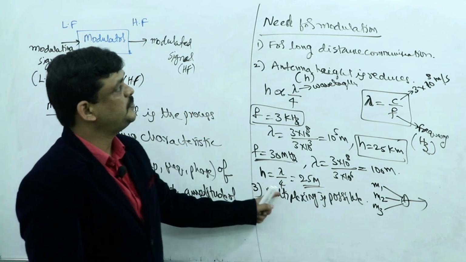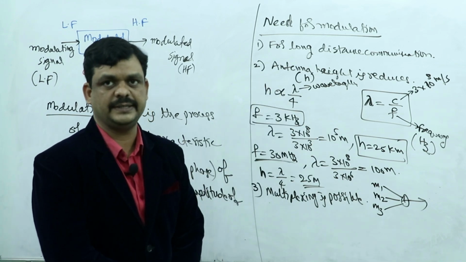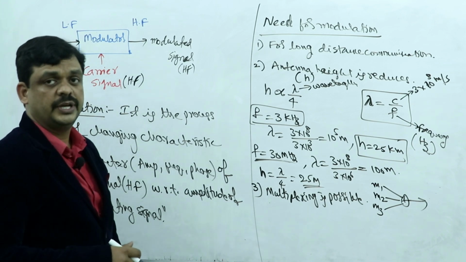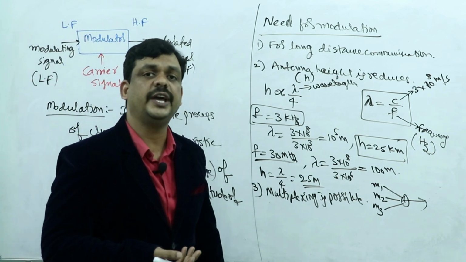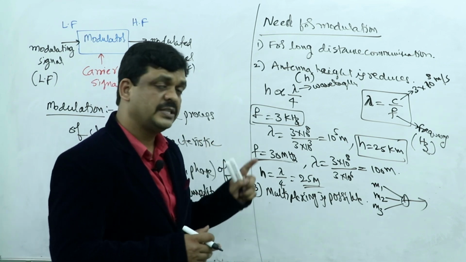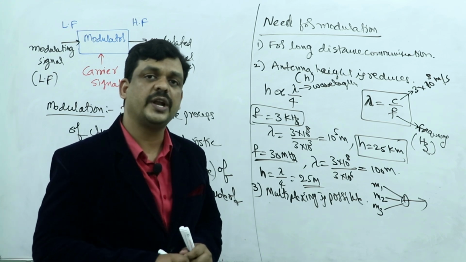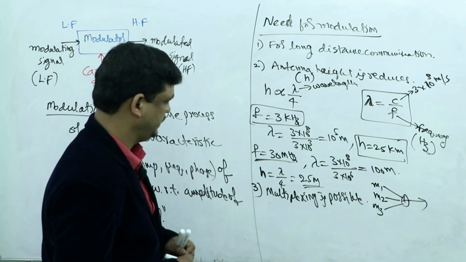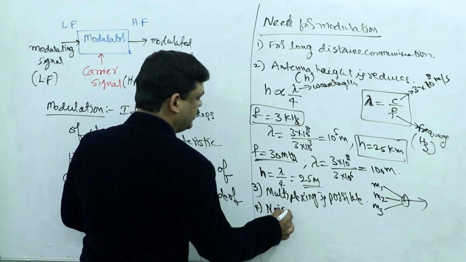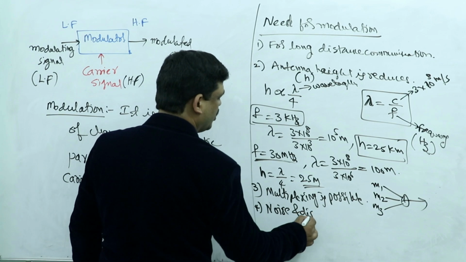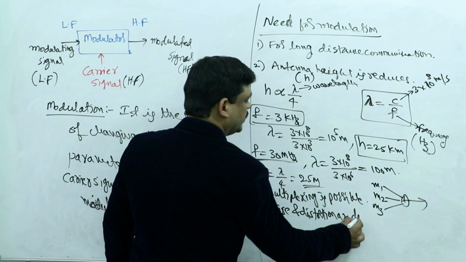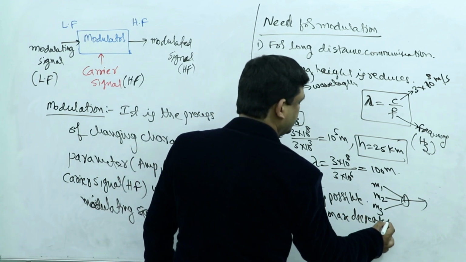So multiplexing is possible using the modulation process, because here we can use the same carrier signal for different informations, and there are different types of multiplexing that we will discuss later. So due to this modulation process, multiplexing is possible. This is also one of the advantages of the modulation process, right? And another advantage is that noise and distortions are decreased.